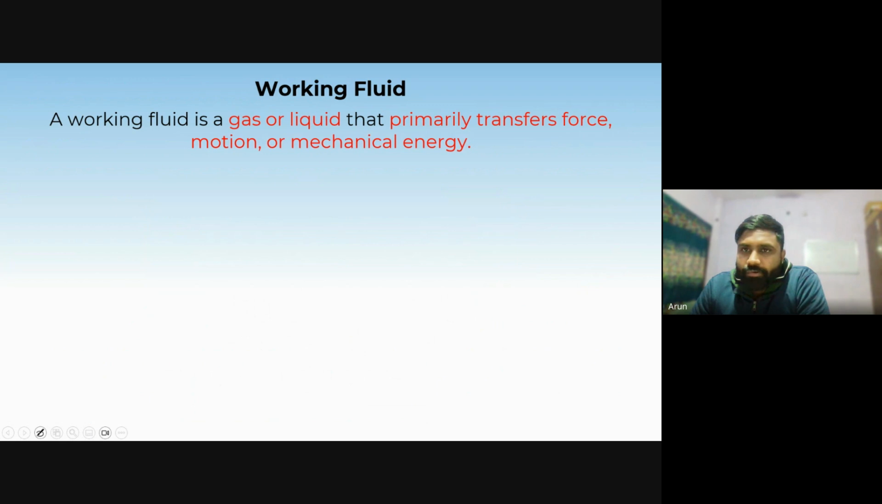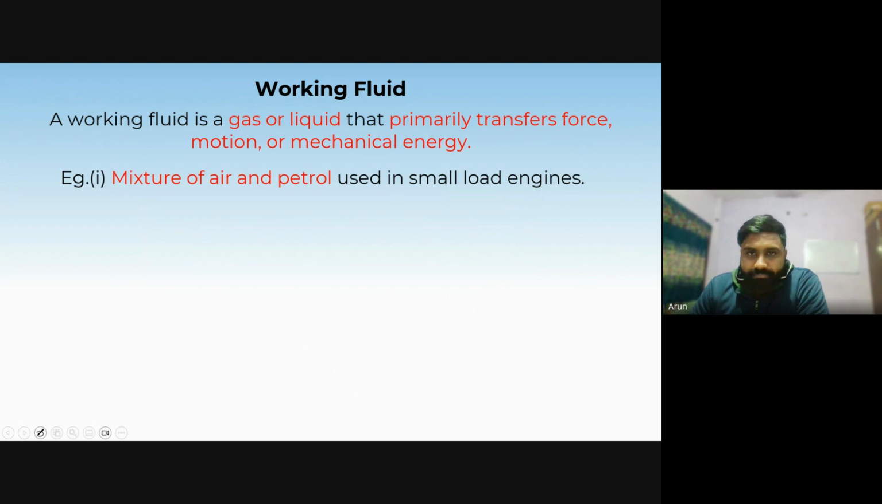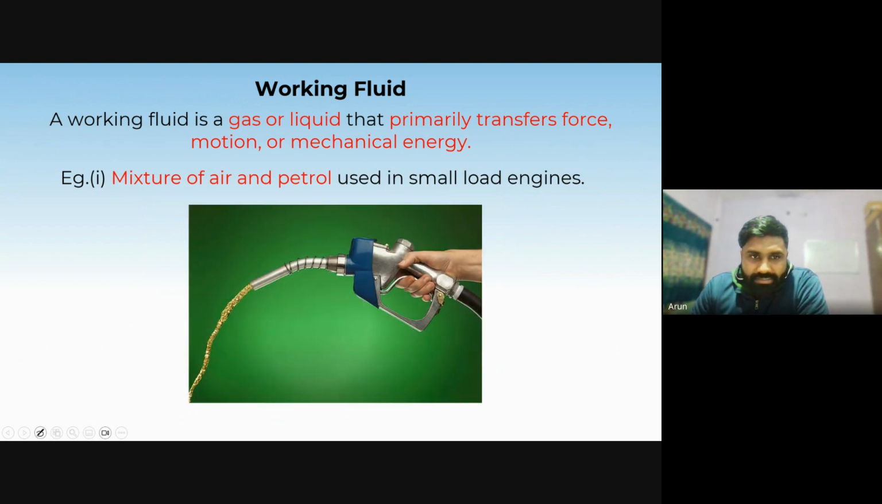Then we have a working fluid. Working fluid is a gas or liquid that primarily transfers the forces. So this working fluid goes inside the internal combustion engine, then it burns, and in burning of that, we get the work done or mechanical energy. In petrol engine, what is the working fluid? It is petrol. In diesel engine, what is the working fluid? It is diesel. In steam engine, what is the working fluid? Tell me.